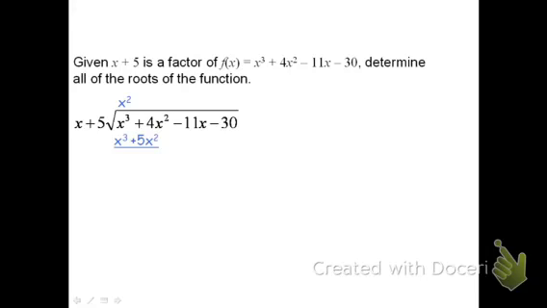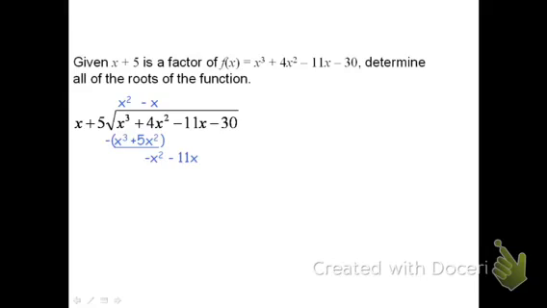I'm going to wrap these in parentheses, and now subtract. This becomes x cubed minus x cubed, and 4x squared minus 5x squared. X cubed minus x cubed cancels to 0, and the 4x squared minus 5x squared is negative 1x squared. We now bring the next term down, which is the negative 11x. The next piece of the quotient will be found by going x times what makes negative x squared.